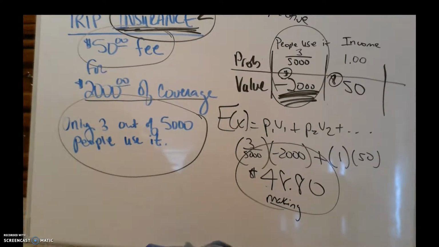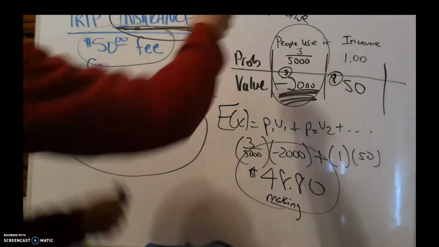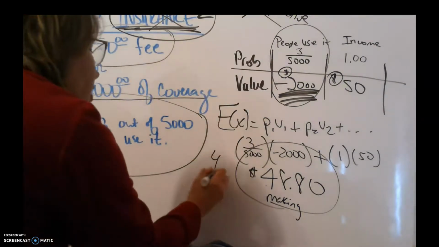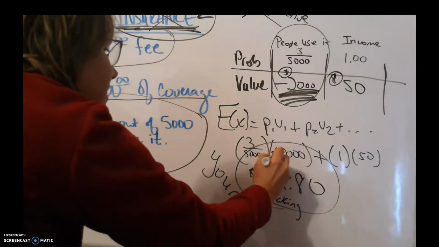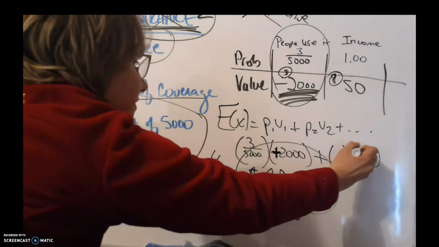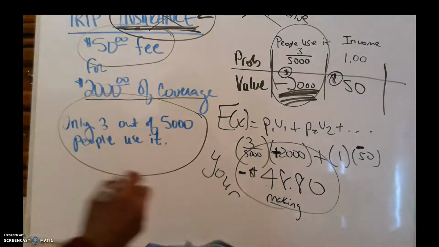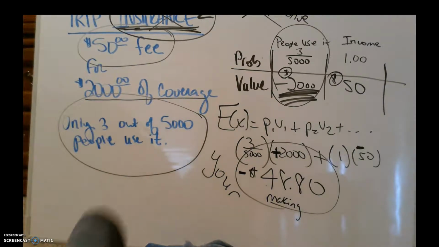Oh, one thing to note is that if we change this from the insurance perspective to your perspective, then suddenly you would be getting $2,000, but you would have spent $50. So on average, you would lose $48.80 if we're looking at it from your perspective. So you have to know whose perspective you're looking at.